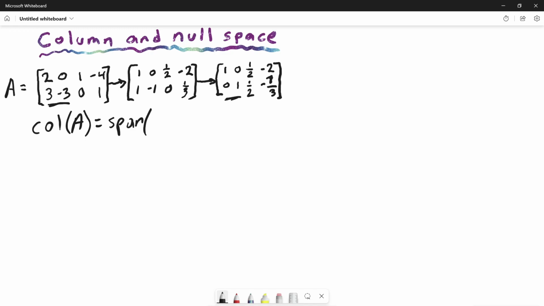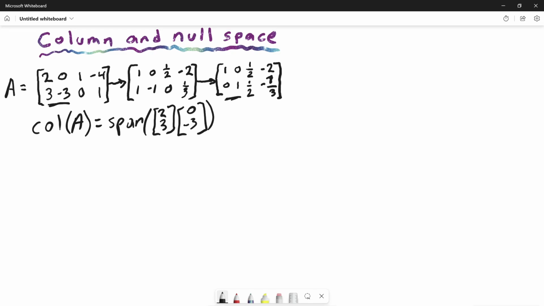And that's all it is. It's not too fancy or anything, not too complicated. So 2, 3, and 0, -3 is a basis for our column space.